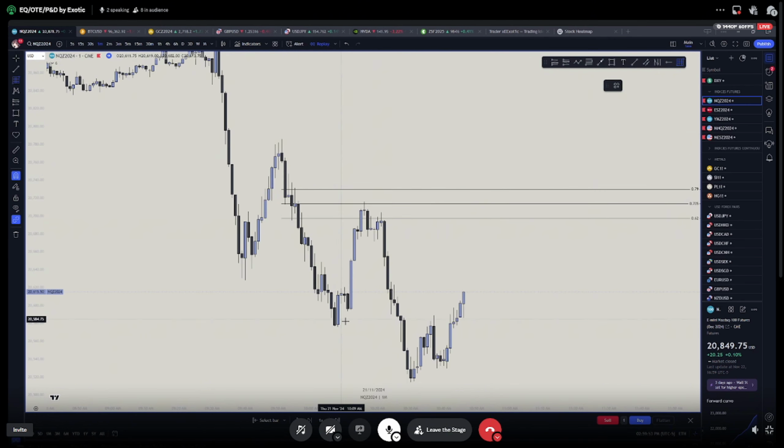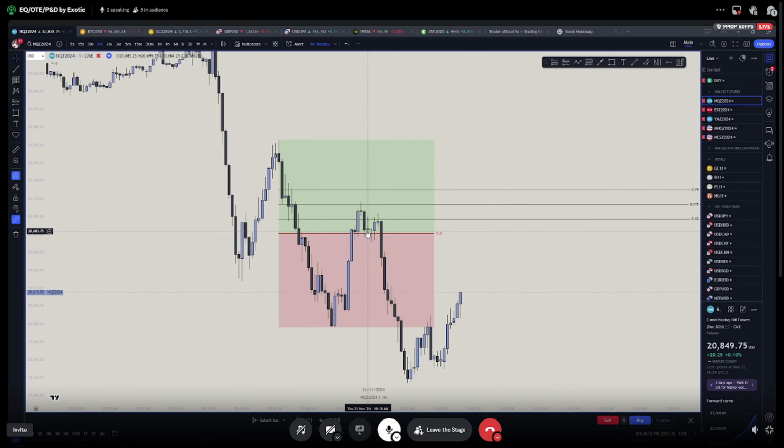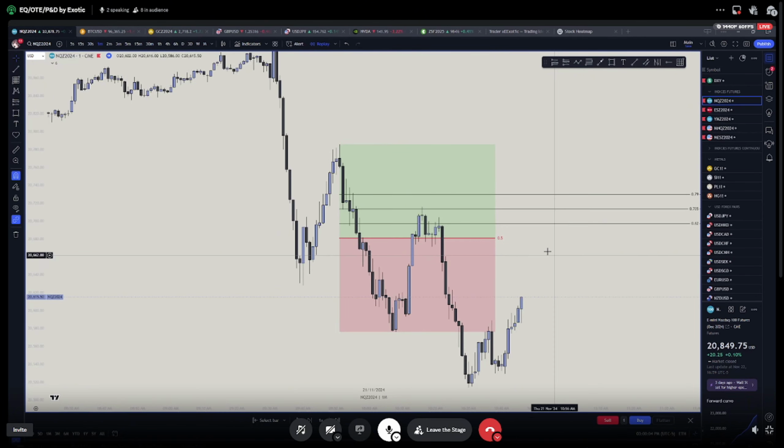So what I'll do here is I'm going to draw this box here to dictate your premium and discount right here. So any PD array above here, doesn't have to be a fair value gap, is going to be your premium PD array, and this is ideally where you want to be shorting from. And again, what did we see price do? We did see price come right back up into this premium section right here and come back down.